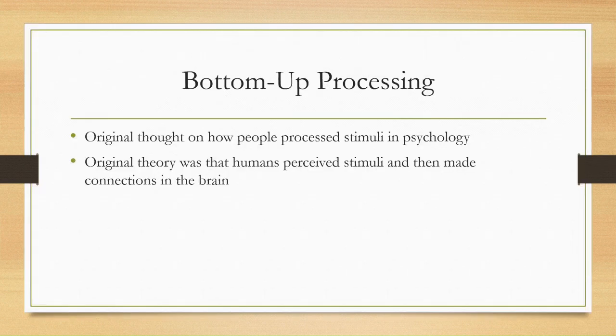So to begin, I'll discuss bottom-up processing. Bottom-up processing was the original theory on how people perceive stimuli in psychology. It existed for a while until the Gestalts came along and proposed top-down processing. But basically, bottom-up processing is that a human perceives a stimulus and then makes mental images or maps, or just mental schemas, based off that stimulus to interpret the world around them.